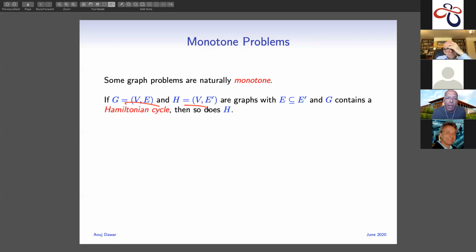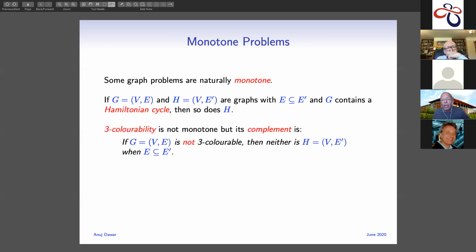Examples I mentioned, so connectedness. If a graph is connected, adding more edges to it will still keep it connected. If it contains a Hamiltonian cycle and you add more edges, it still contains a Hamiltonian cycle. I mentioned perfect matchings. The same is true there. Three-colorability is kind of anti-monotone. Its complement is monotone. So if a graph is not three-colorable and you add more edges to it, it's still not three-colorable.